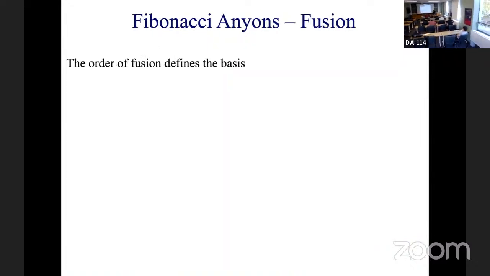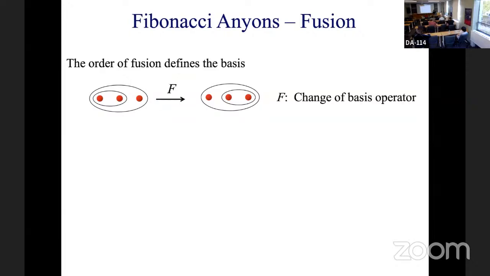Okay. All right. So one other detail I have to explain is that the order of fusion can actually be used as a way to define a basis for the Hilbert space. For example, if I have 3 anyons, and I first fuse the first 2 and then add the third one, that defines one basis. Alternatively, if I first fuse the second 2 and then add the first one, that defines a different basis. These two bases are related to each other by a unitary operator, like any basis change, and in this case this unitary operator is known as the F operator or F matrix. F comes from fusion, I think.